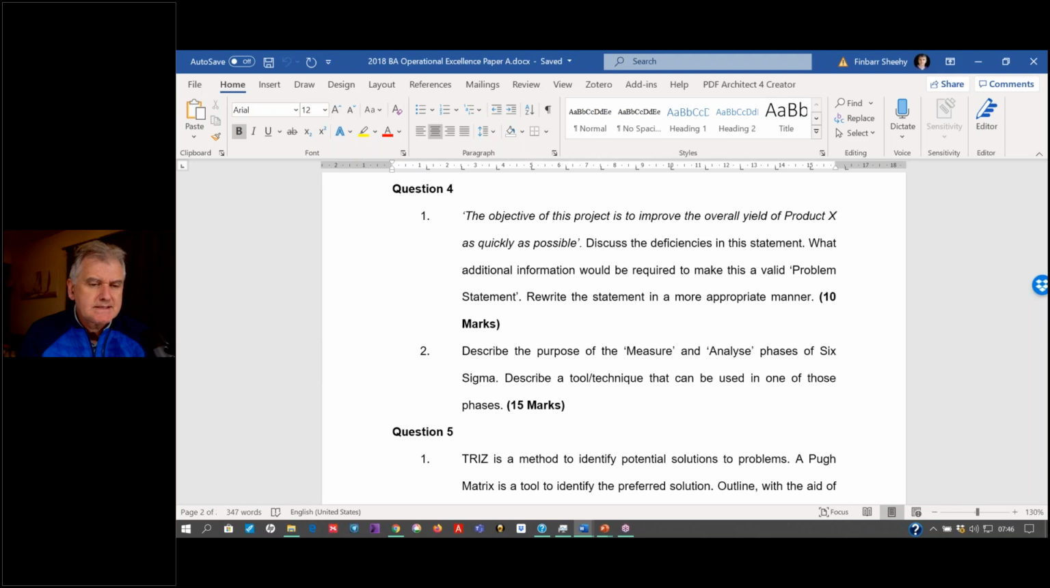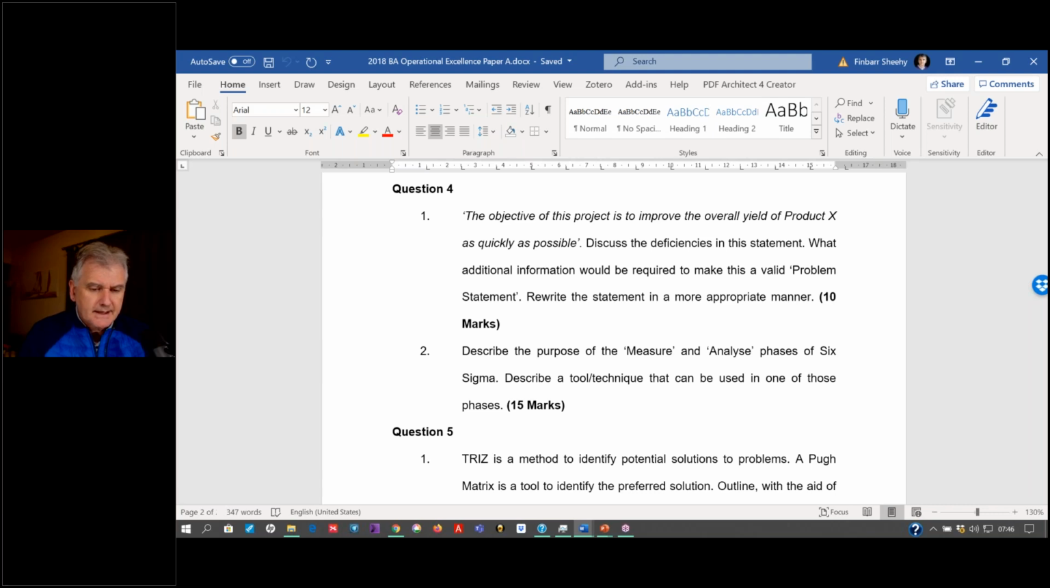Again, probably a little bit easy in the sense that you could go back and refer to the notes to understand what's wrong with this. What's wrong with this is, it needs to be quantified. So, what product are you talking about? What's the issue? What's the extent of it, for example, as well? But again, you can see it's slightly more open book.